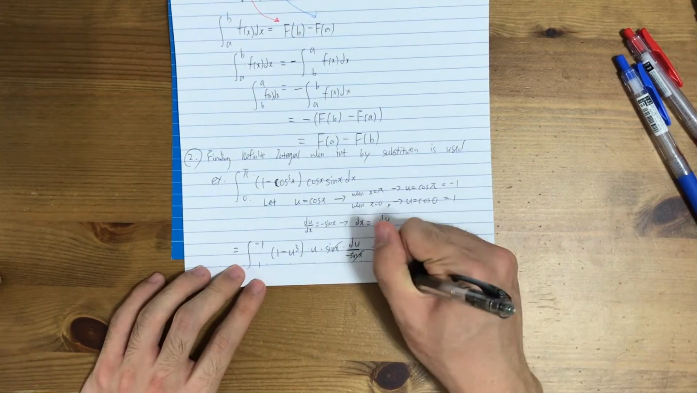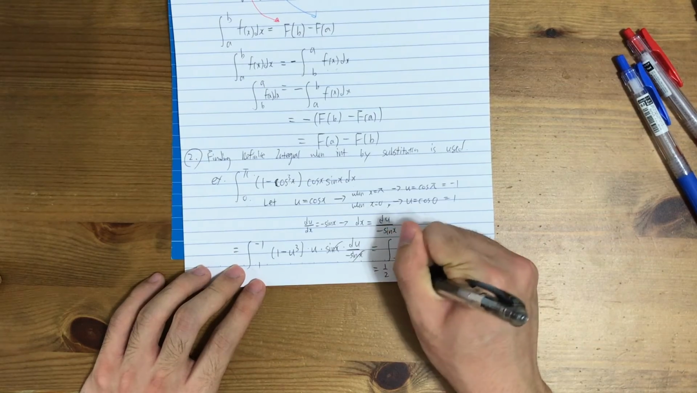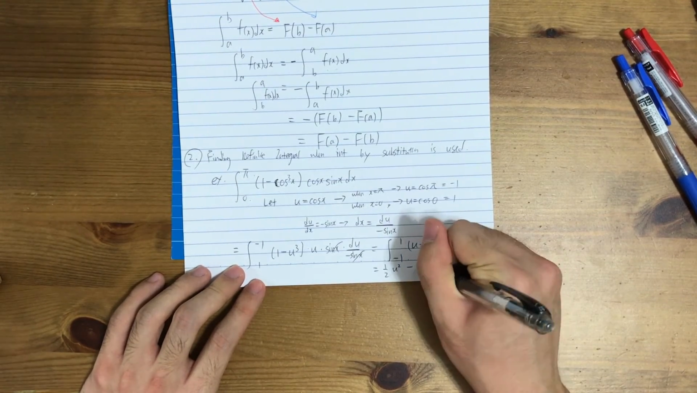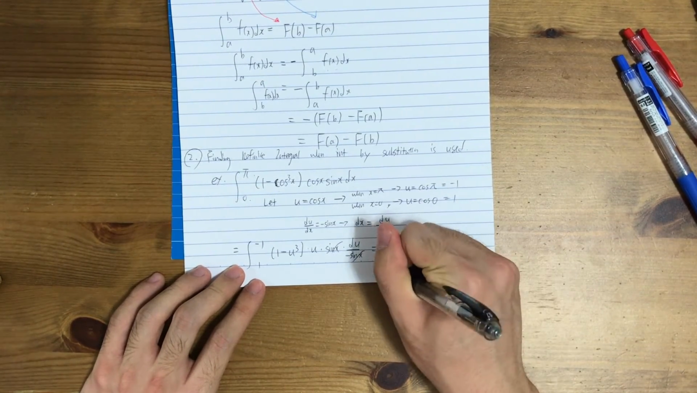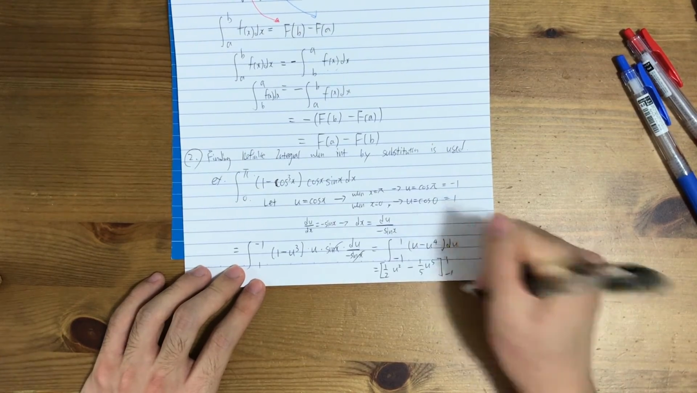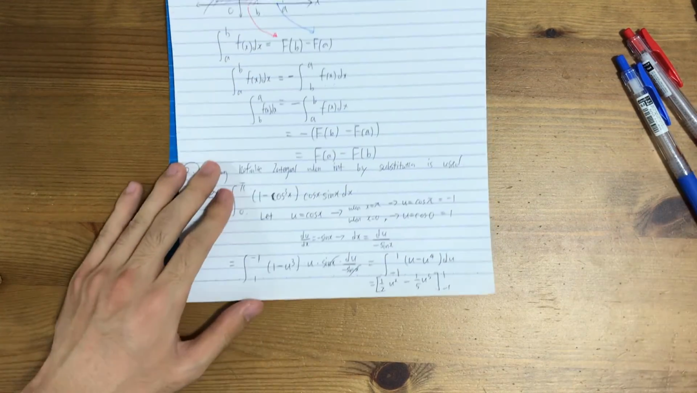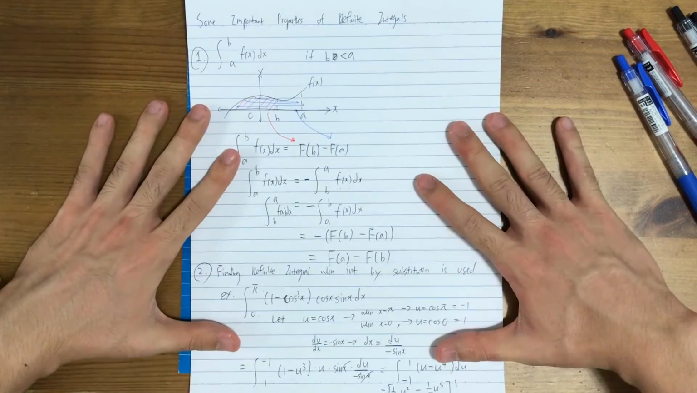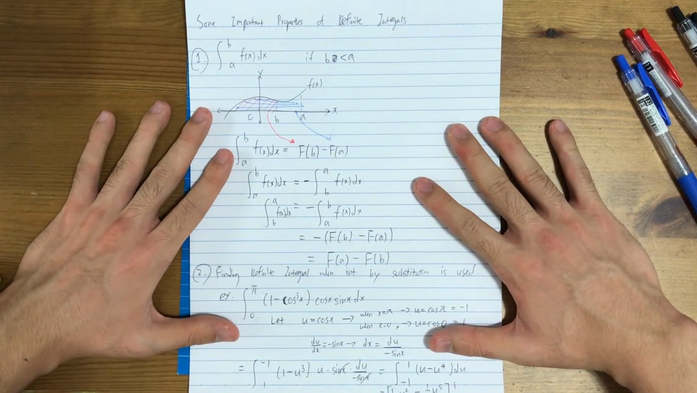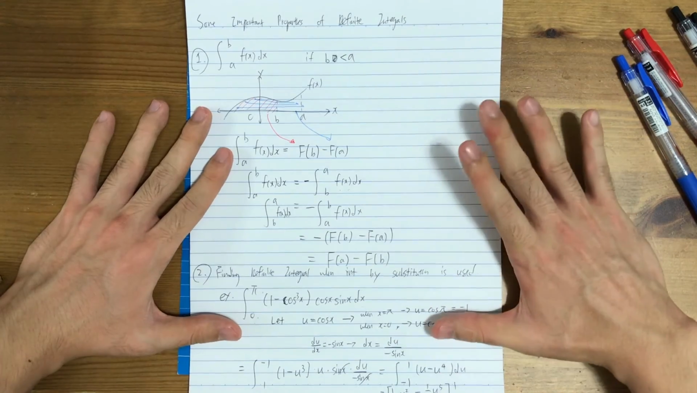So you'll have half u squared minus 1/5 u to the 5, and then you evaluate for 1 to -1, okay? And then I will leave the job for you. So these are the two important properties of definite integrals you should remember.